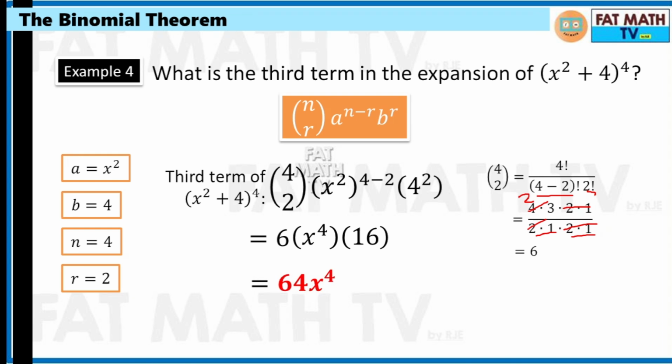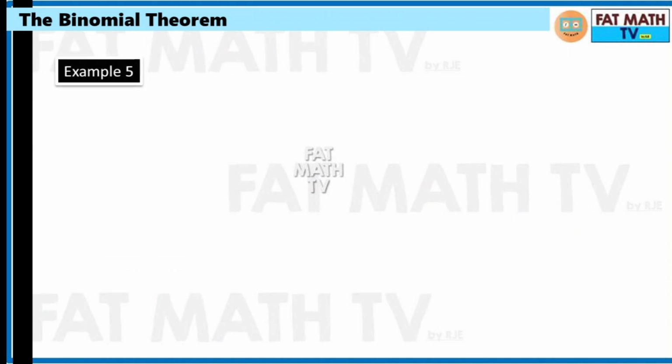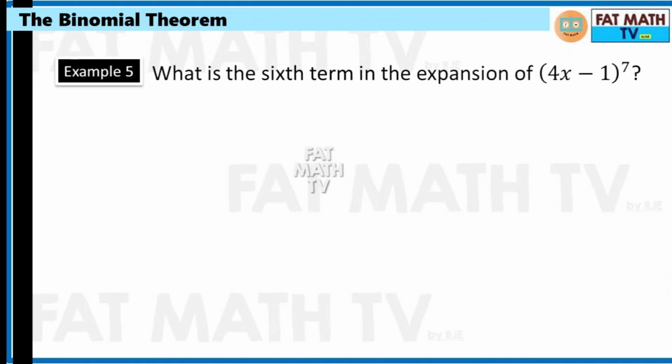So that is how you apply the binomial theorem in identifying a particular term in the expansion of a plus b raised to n. Okay, if you need more examples, go on with this video. Just let us have example number 5. What is the sixth term in the expansion of 4x minus 1 raised to the 7th power?